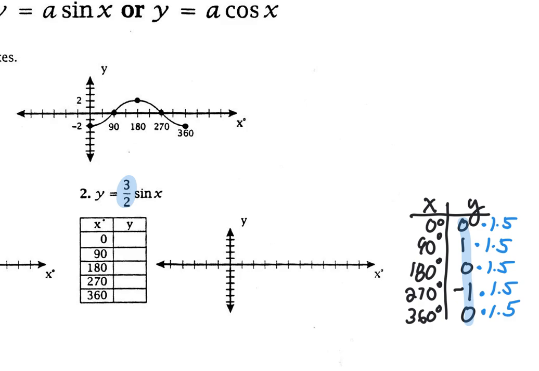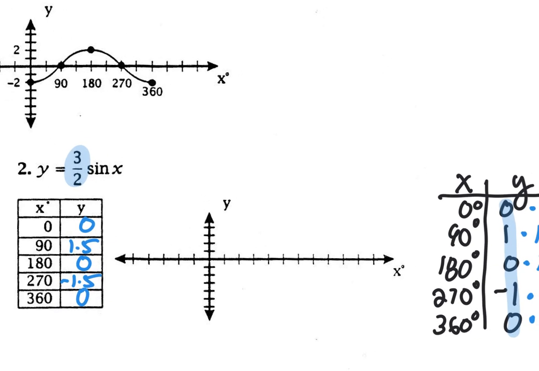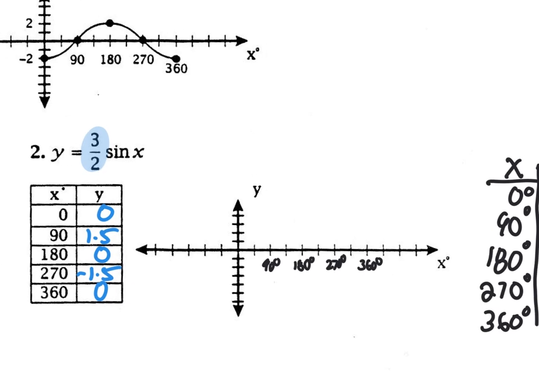So we would have 0 times 1.5 is 0. 1 times 1.5 is 1.5. 0 times 1.5 is 0. Negative 1 times 1.5 is negative 1.5. And then 0 times 1.5 is 0. And I would scale my graph every 45 degrees. And then plot my points. And you can scale your y-axis however it suits you. I'm just going to go by 0.5.